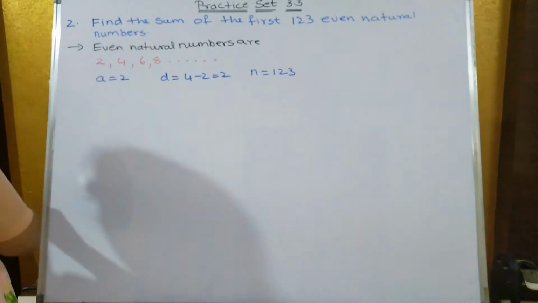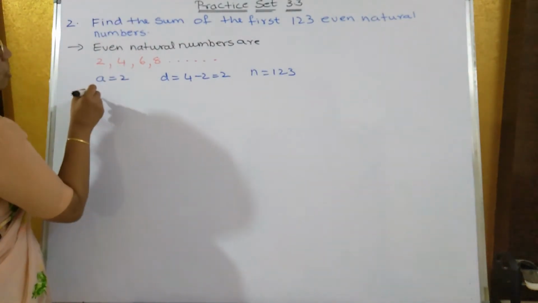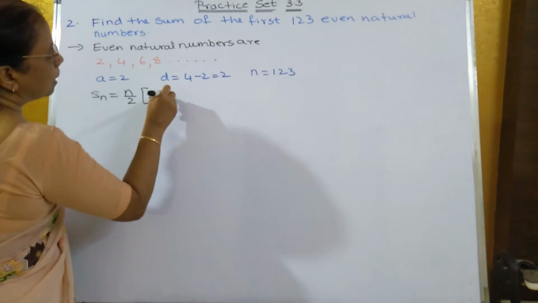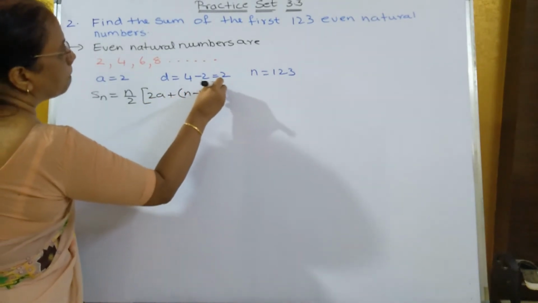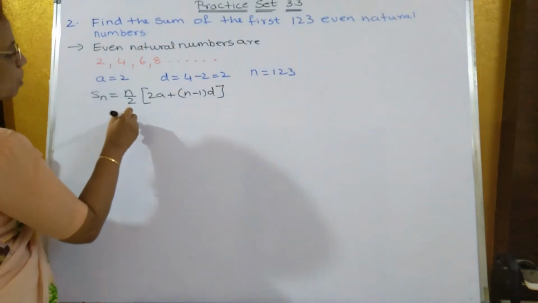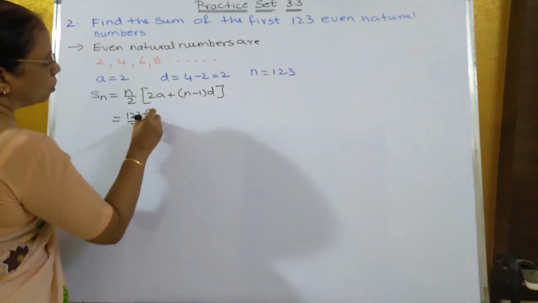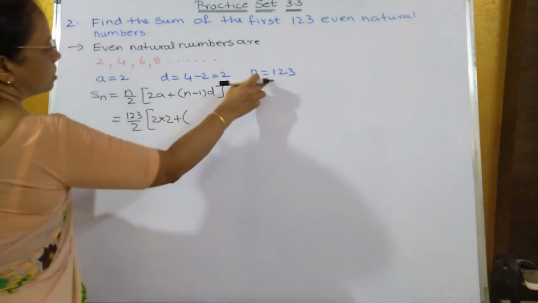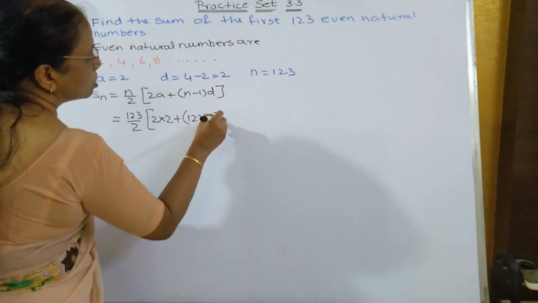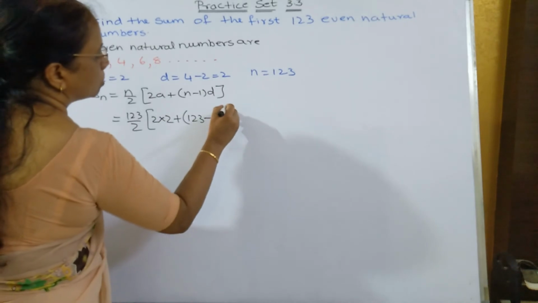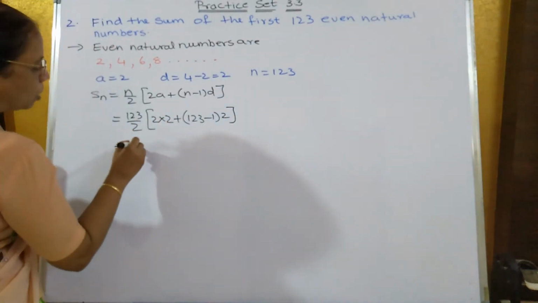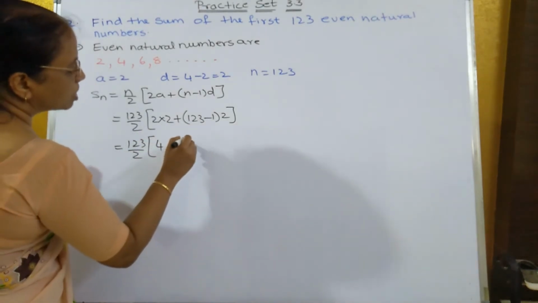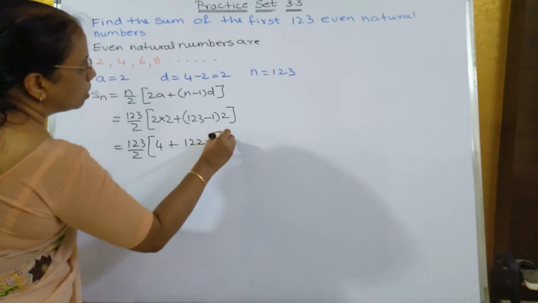Now put the formula and then solve the sum. So Sn is equal to n upon 2 into (2a plus (n minus 1) into d). So that is equal to 123 upon 2 into (2 into 2 plus (123 minus 1) into 2), since a is 2, n is 123 and d is also 2. 2 into 2 is 4, plus 122 into 2. First do the multiplication.